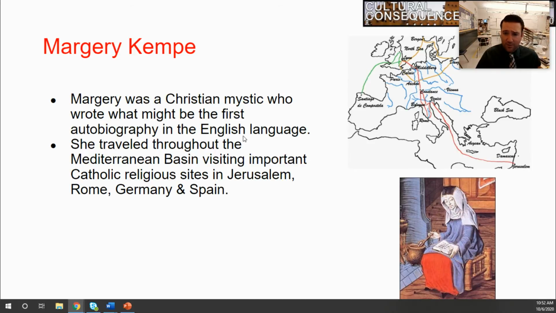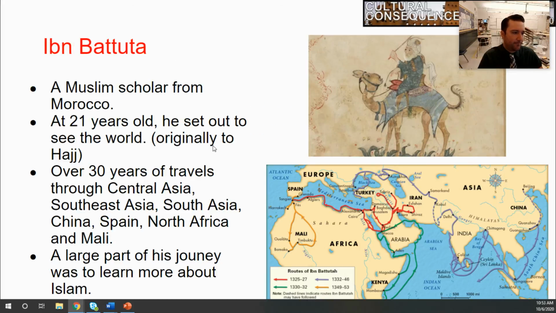Now, she also might be the very first autobiography written in English, because that was a bit of a rarity of that time. People didn't write about their own lives. And certainly in the English language itself, the introduction of paper and things like that was behind compared to China and Dar al-Islam, right?